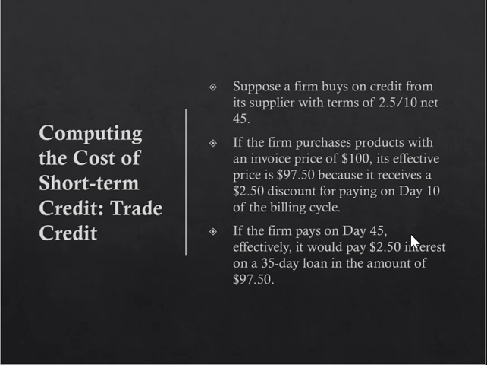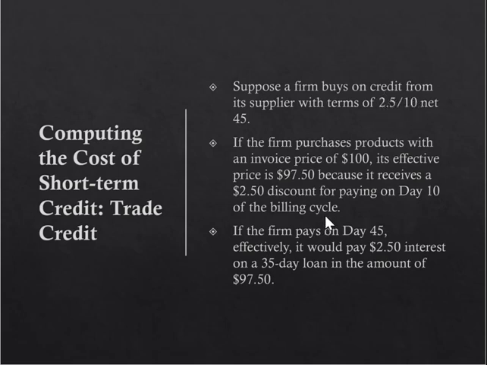So here's an example. We'll walk through it. Suppose a firm buys on credit from its supplier with terms of 2.5, 10 net 45. So you get a 2.5% discount if you pay within 10 days. Otherwise, the full amount is due in 45 days. If the firm purchases products with an invoice price of 100, its effective price is $97.50 because it receives a $2.50 discount for paying on day 10 of the billing cycle. So that's what that 2.5 net 10 means.